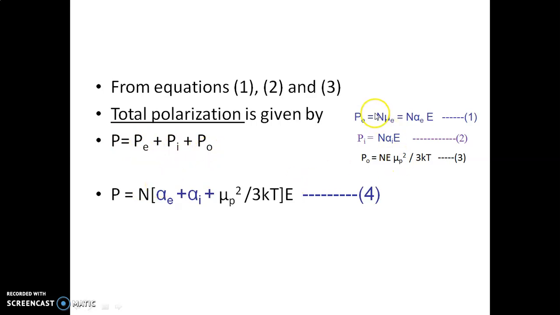You can look at the equations. N is common here, right? So N you can take out. And the applied electric field E is also common to all the materials. Left with only the equation of total polarization: P is equal to N into alpha E plus alpha I plus mu P square divided by 3kT, into E. So this equation 4 will give you the total polarization in the dielectric material contributed by different mechanisms: electronic, ionic and orientation polarization. Space charge polarization contribution is very much negligible, so it is not considered in the equation. Clear?